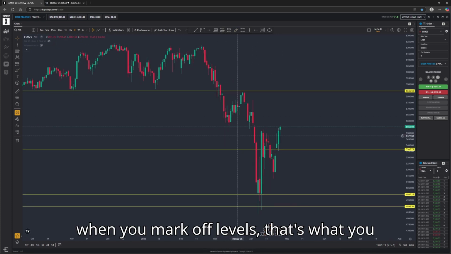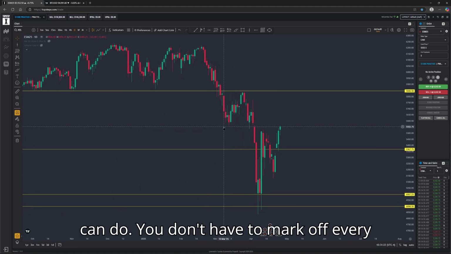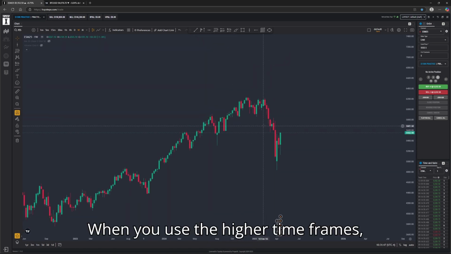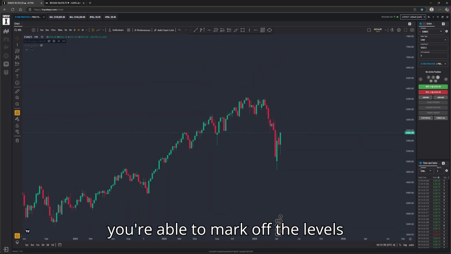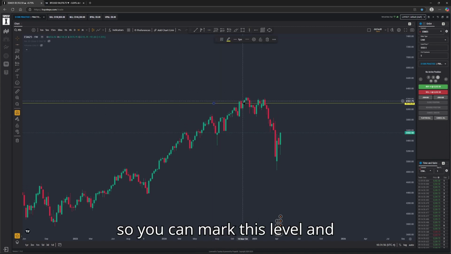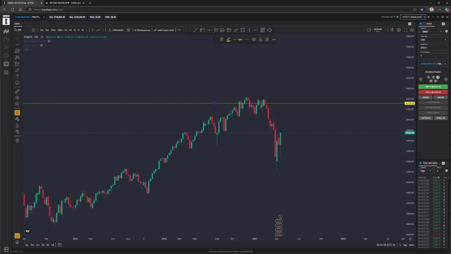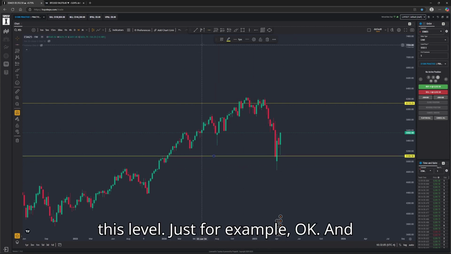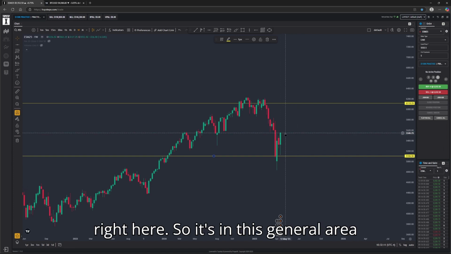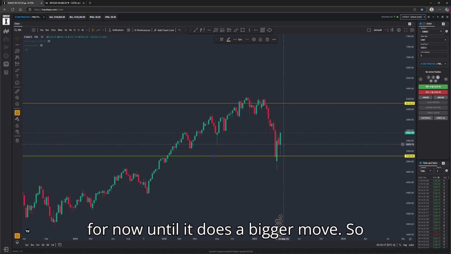So when you mark off levels, that's what you can do. You don't have to mark off every single level. That's where the higher time frames come into play. When you use the higher time frames, you're able to mark off the levels easier. When in doubt, zoom out. So you can mark this level and this level, just for example. And back to the analogy, price is trading right here, so it's in this general area for now until it does a bigger move.